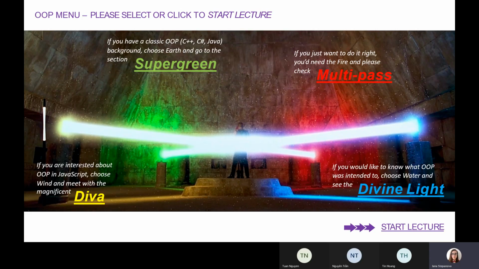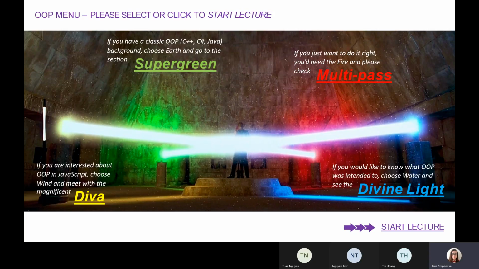So, even though this topic is kind of heavy, we decided to make it lighter with this presentation, so it's not very serious. We'll be going by the famous film The Fifth Element. First we will start with Super Green with classic OOP, because it was not created for JavaScript. JavaScript is quite a young language. First, this paradigm was being used in C++, C#, and Java.